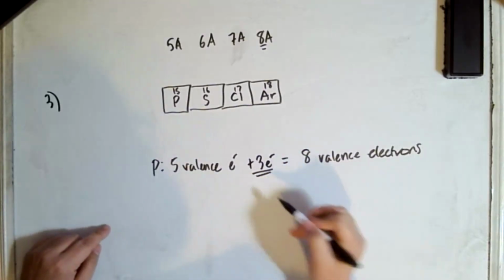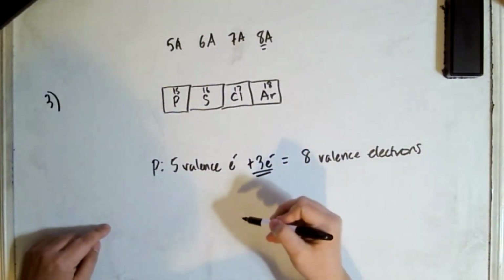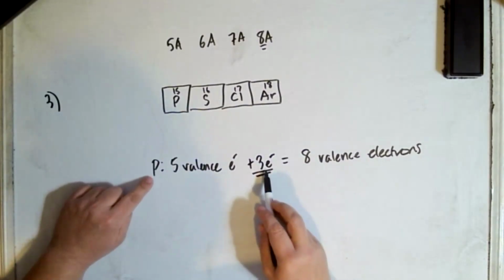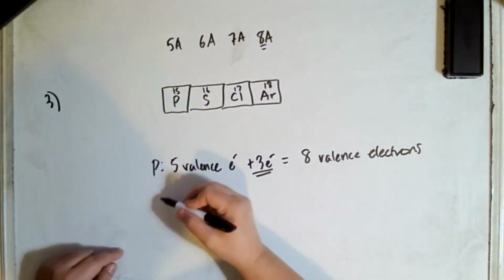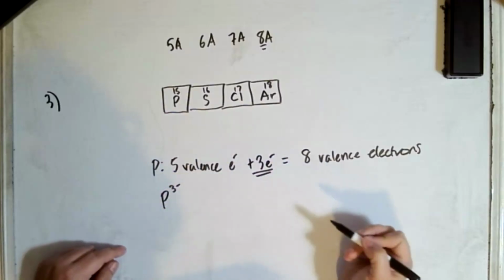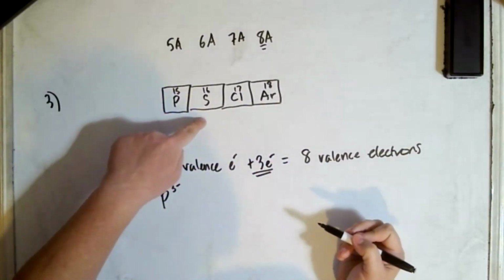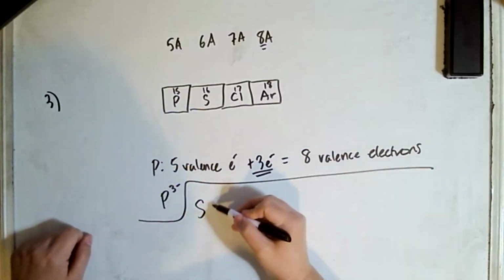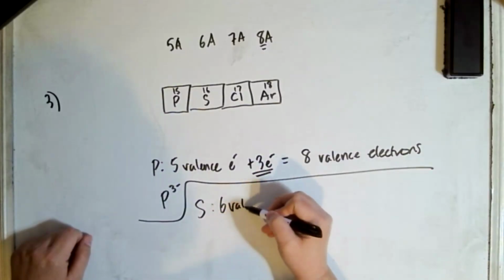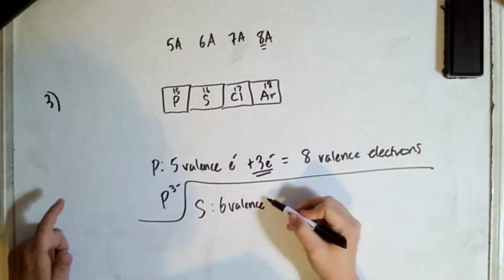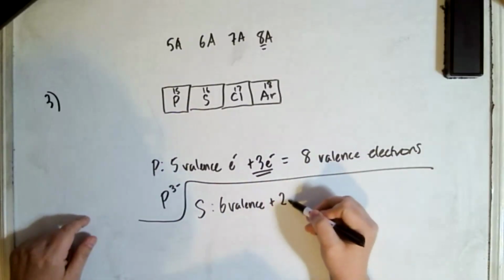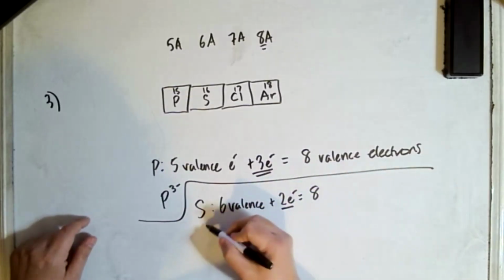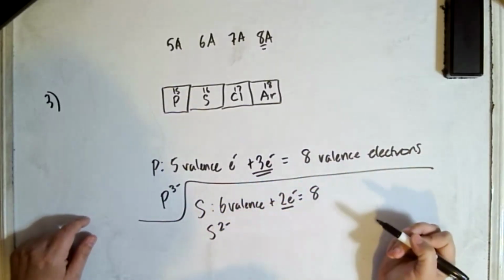Okay. If it's adding 3 valence electrons to itself, that means that its charge is going to get more negative by 3. So instead of being neutral, it's going to have a charge of -3. For sulfur, sulfur has 6 valence electrons because it's in group 6A. So it needs to gain just 2 electrons to get to 8 valence overall. So sulfur is going to have an overall charge of -2.